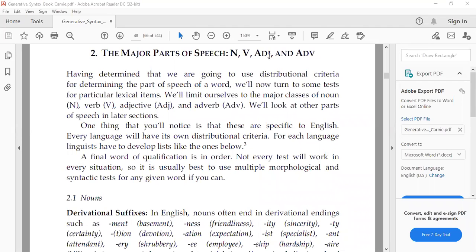So in English, the subject precedes the verb. In Arabic, in standard Arabic, the verb precedes the subject. In other languages, maybe Turkish, we have OVS, the object, then the verb, then the subject, or OSV. So these rules differ from one language to another.